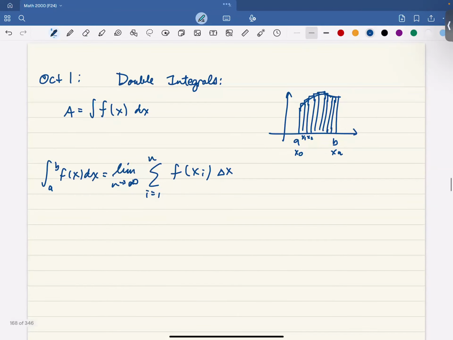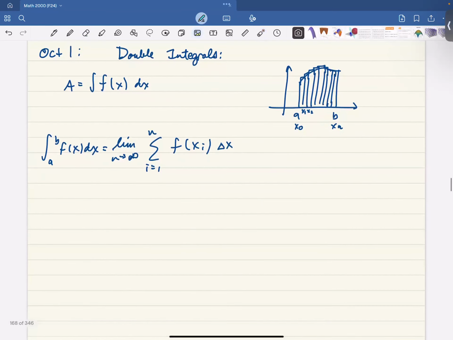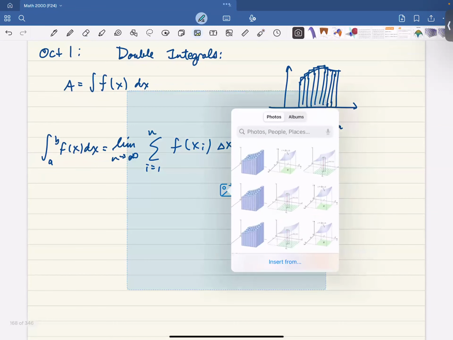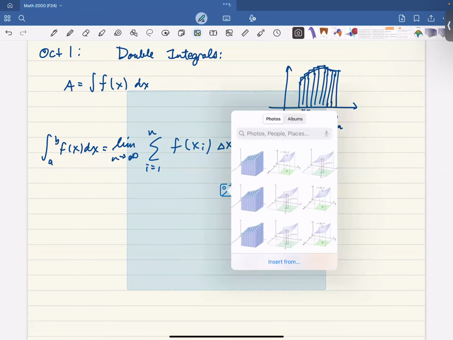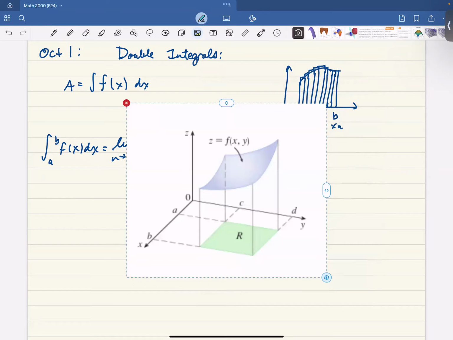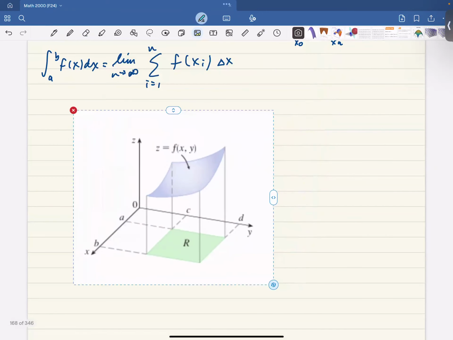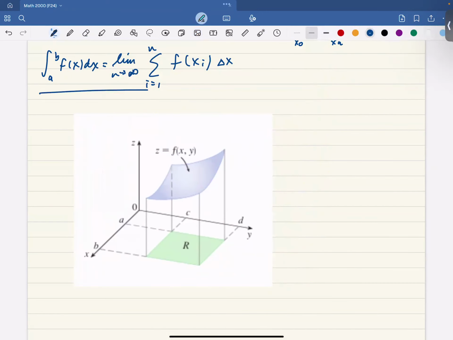But instead of thinking about functions of one variable like we did here, where y equals f of x, we're going to think about the scenario in 3D, when we have multivariable functions. So here's the picture setup. Here's what I want you to look at. Let's say that I have a function here. This is now the Calc 3 version. So this is a function z equals f of x, y.